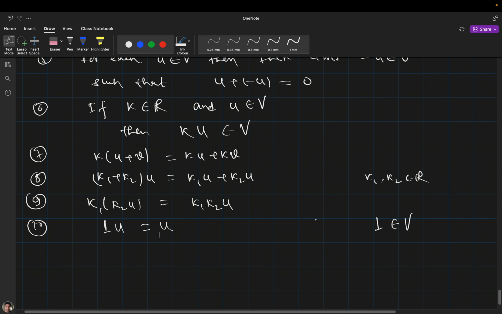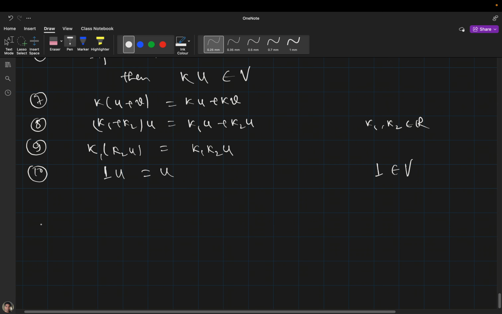Is it fine? So for any set V or for any space V, if these 10 axioms apply on that, then that set V is called a vector space. Let's take an example.